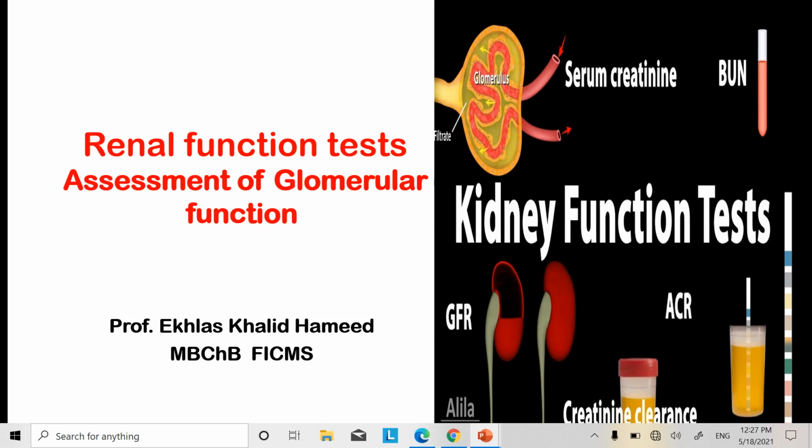It will be assessment of the glomerular function as a part of the renal function test. In the next lecture, we will discuss the assessment of the tubular function, and then in the subsequent lecture, other topics will be discussed, including the proteinuria, the acid-base balance, sodium and potassium homeostasis, and the renal calculi.